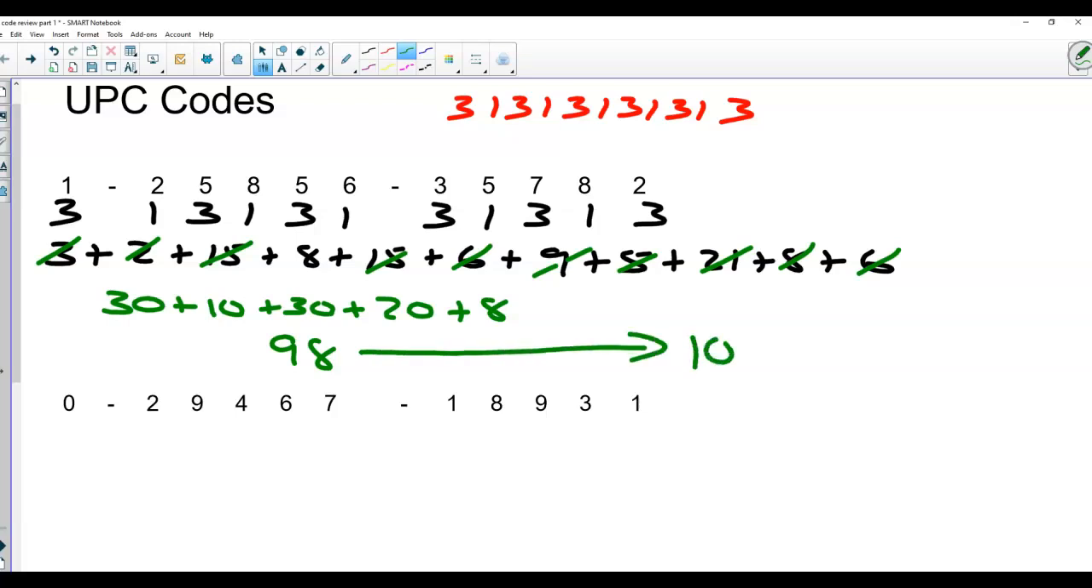Which means I've got to get to 100. For UPC code, the check digit is what you add to your sum to get to that next multiple of 10. So you do have to write down 2 as your answer. That is the answer. You do have to answer it correctly. Okay.